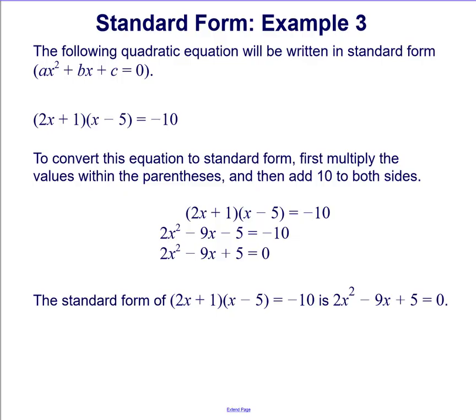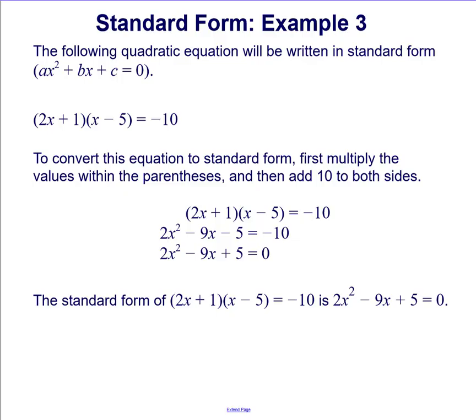So we're going to take these values within the parentheses here, multiplying each term by the other term, like first times first, outer times outer, inner times inner, last times last, is going to give us 2x squared minus 9x minus 5 is equal to negative 10. Next, we're going to add 10 to both sides. So I add 10 to both sides, and our final result is going to be 2x squared minus 9x plus 5 is equal to 0.